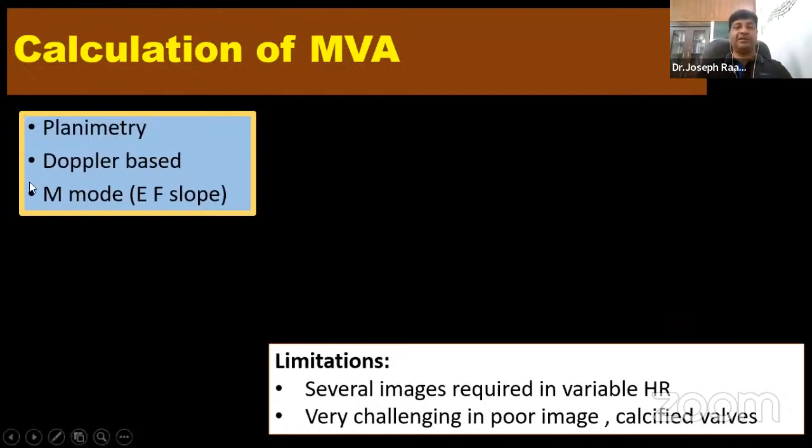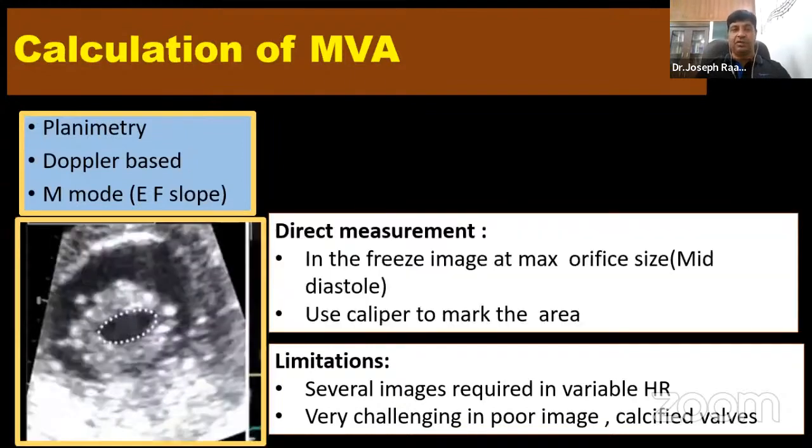Even though there are three methods, this EF slope, we are not following it because it is not proven beyond doubt that this tells you about the severity. So we follow these two methods, the planimetry and Doppler based. Both methods we have been using in ultrasound earlier also, so it is not very difficult. What you need to do is get this view, the fish mouth appearance view, then freeze the image at the widest part of the opening, that's here the mid diastole. Then with a caliper, just analyze.